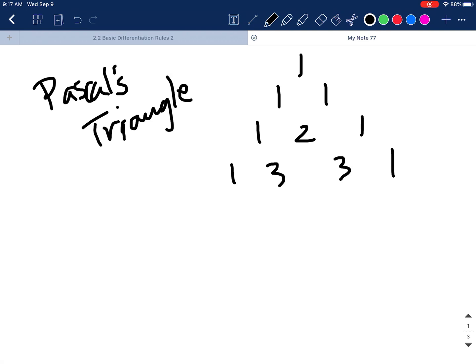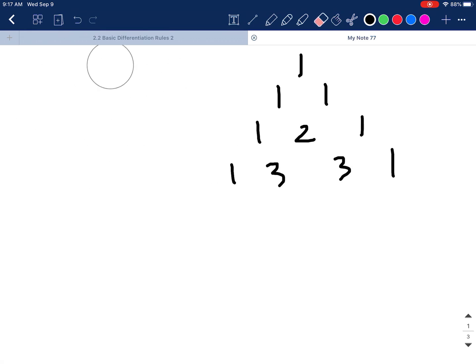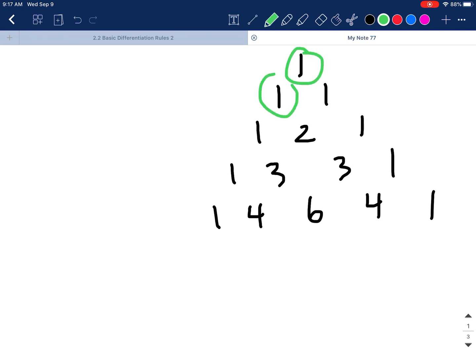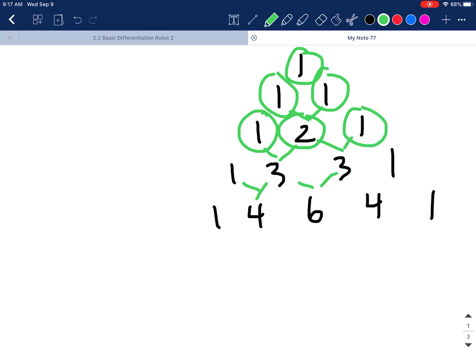Named after Blaise Pascal. So he did a bit of work with this pattern, although it was known before him as well. If we continue on, we can see that if we start at the top, we start with 1, and then we put these 1s on the outside, and to get the next number, we combine any two adjacent numbers. Right, so 1 and 2 combine to give 3, and then combine again to give 3, etc. And those will just continue on.